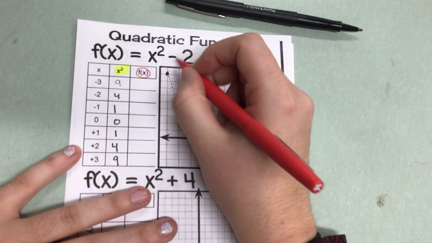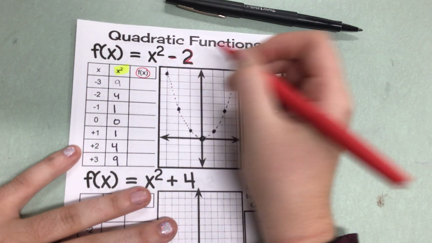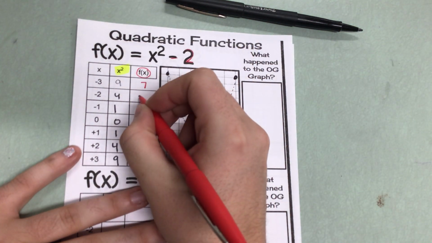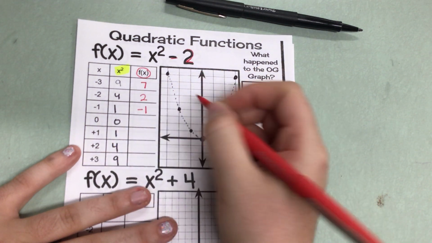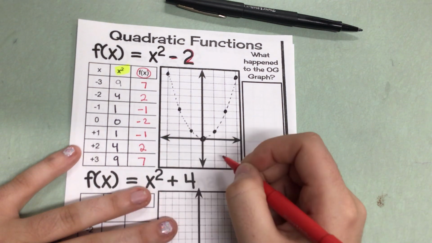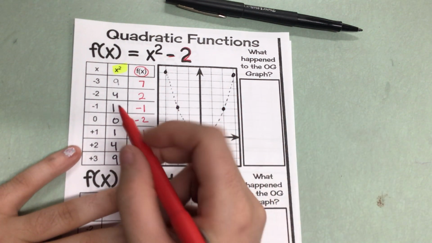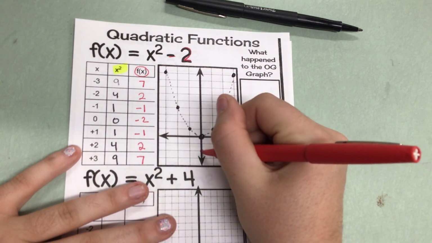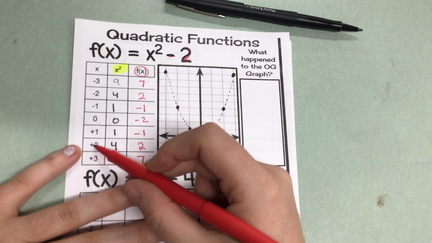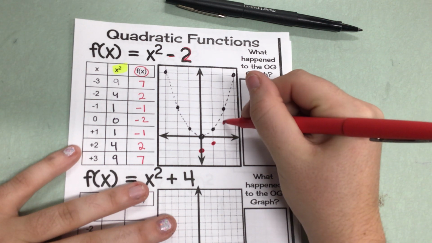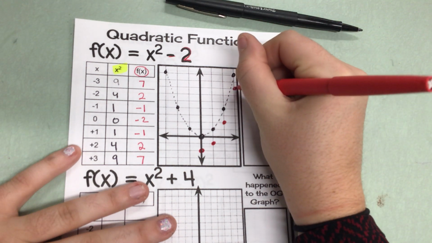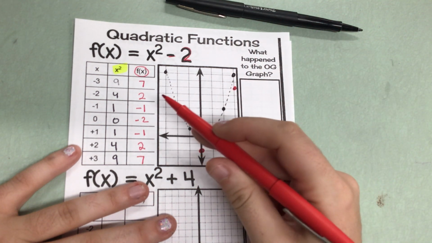After you square it, it wants you to subtract 2. So we are going to take x squared and take 2 away from it. That becomes 7, 2, -1, -2, -1, 2, and 7. So let's plot these ones. I'm going to start at the vertex again at 0, -2. 1, -1. 2, 2. 3, 7. 1, 2, 3, 4, 5, 6, 7. And again, anything that's on this side is going to have a twin over here.